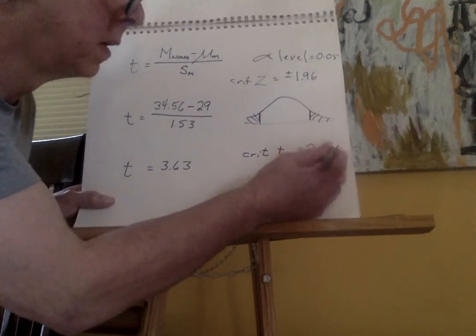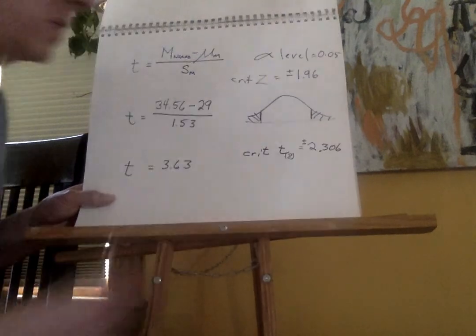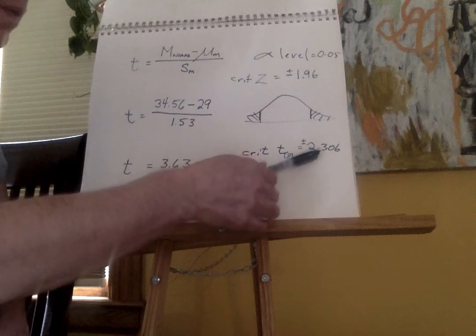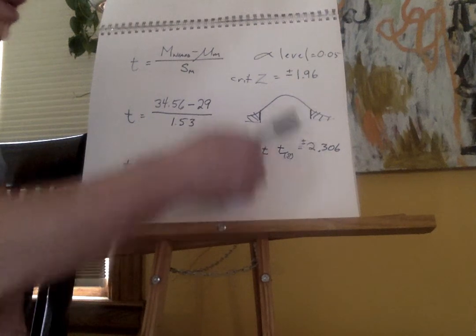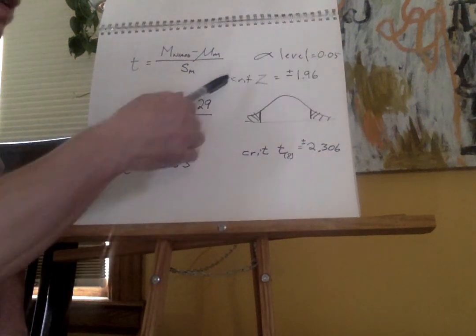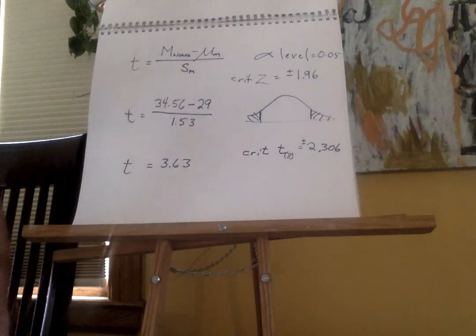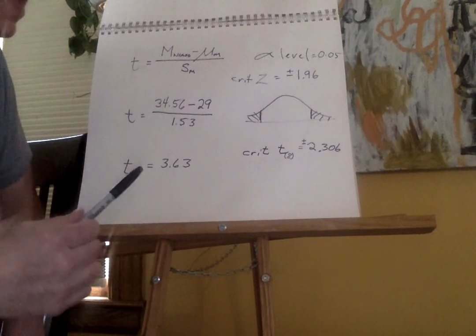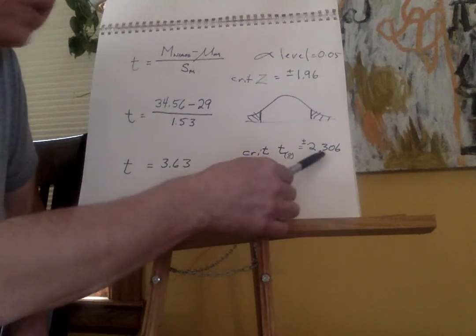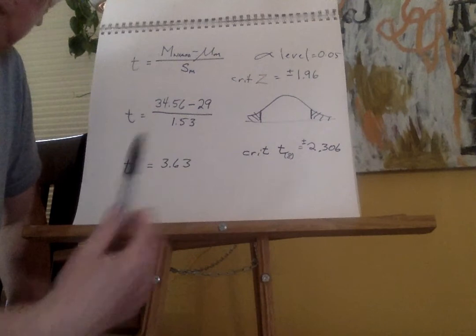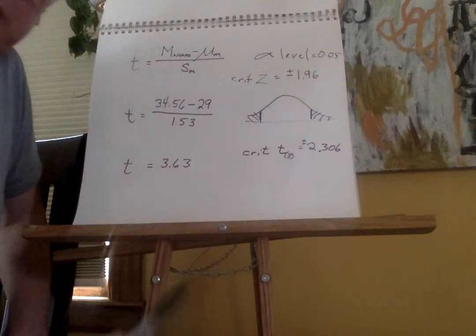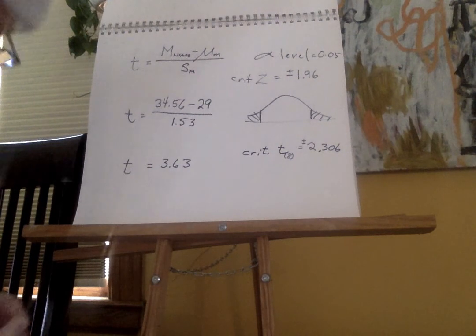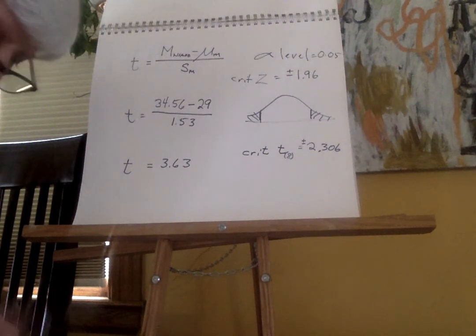2.306. Okay, and of course that's plus and minus 2.306. So that's the number. That's the number that's like the z of 1.96. Excuse me. It's like a z of 1.96. This is the number that we're going to use to reject or fail to reject our null hypothesis. Okay? Now, let me explain this briefly.